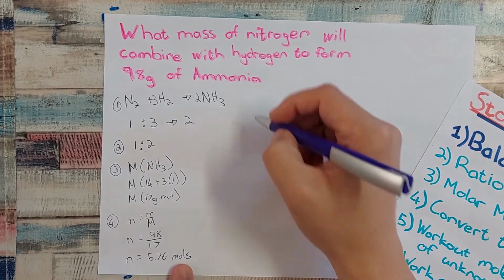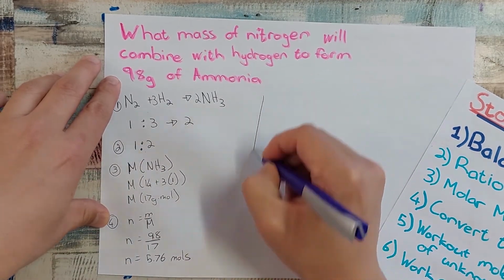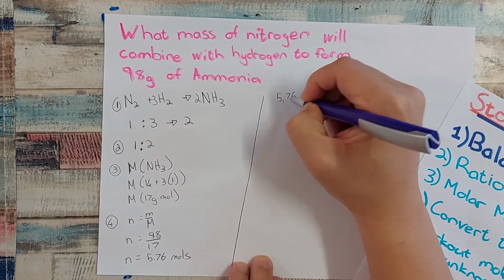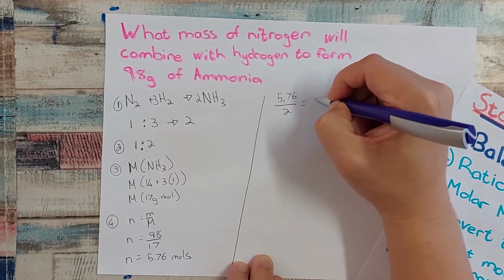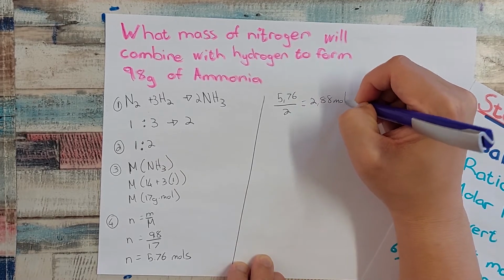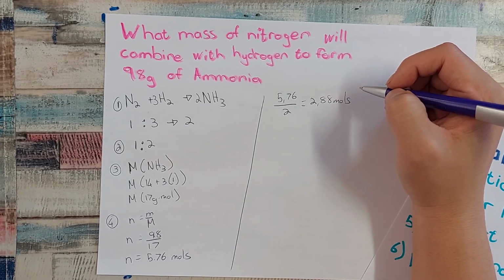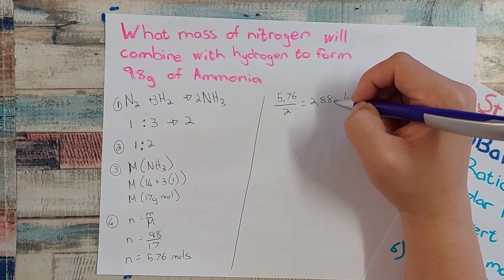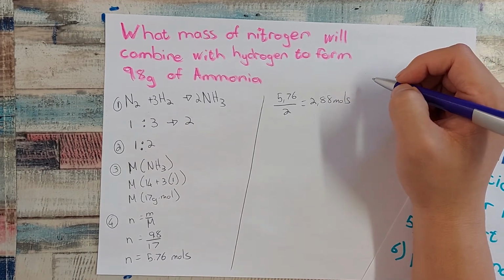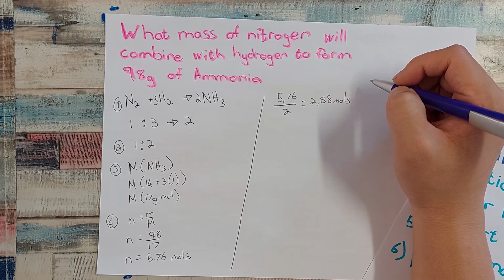So I'm going to say 5.76 divided by 2, which is going to give me 2.88 moles. That is how much in terms of moles I have for my ammonia. But they're still asking me for the amounts of nitrogen. So what do I need to do? I need to now calculate the amounts of nitrogen.